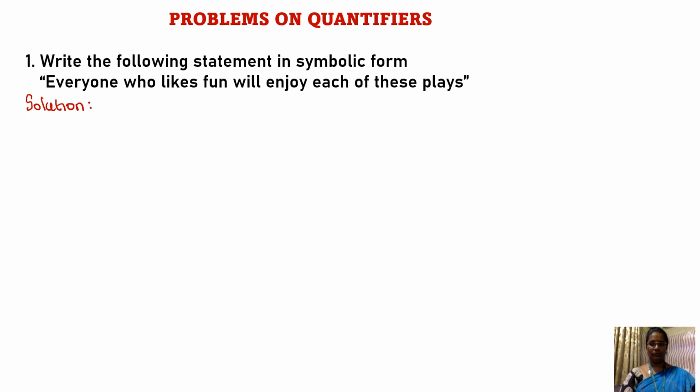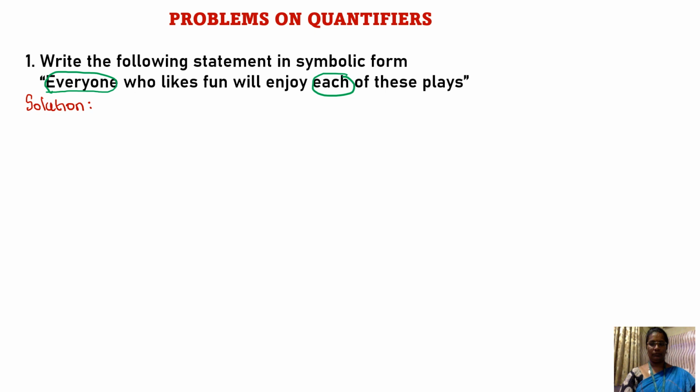The statement given here is: everyone who likes fun will enjoy each of these plays. When you read this statement, you get a clue that there is a quantifier, everyone, and there is another quantifier, each of these plays. So we can associate propositional functions to these statements now. And how should we do it?